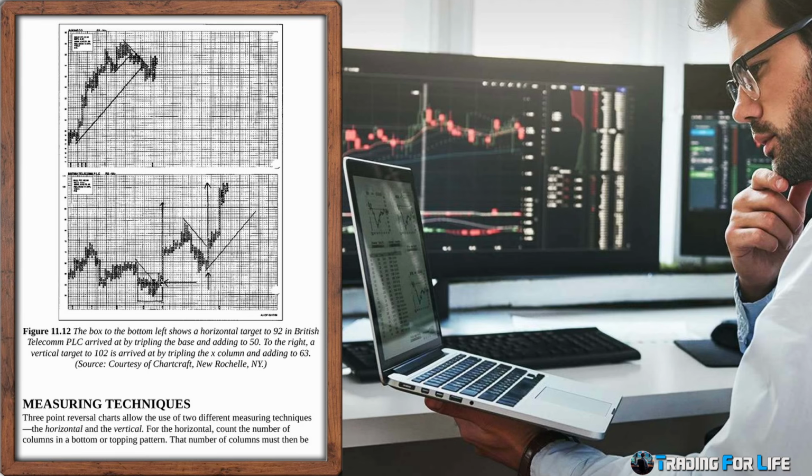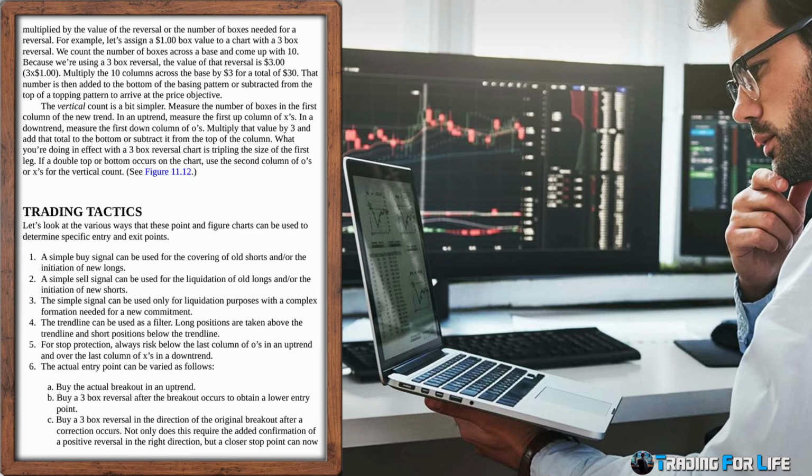For the horizontal count, count the number of columns in a bottom or topping pattern. That number of columns must then be multiplied by the value of the reversal, or the number of boxes needed for a reversal. For example, let's assign a $1 box value to a chart with a 3-box reversal. We count the number of boxes across a base and come up with 10. Because we're using a 3-box reversal, the value of that reversal is $3. 3 buys $1. Multiply the 10 columns across the base by $3 for a total of $30.